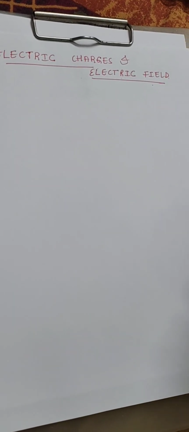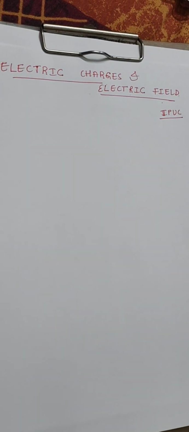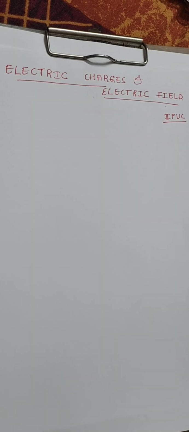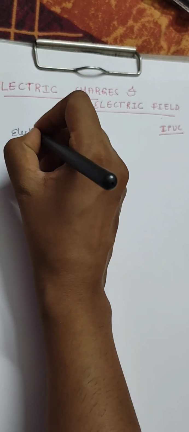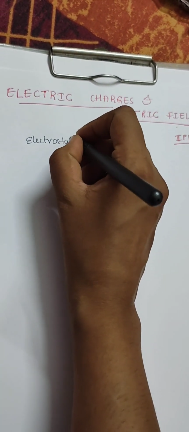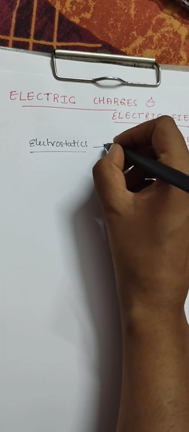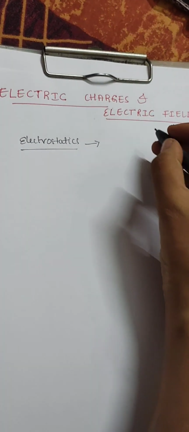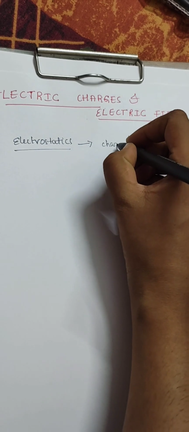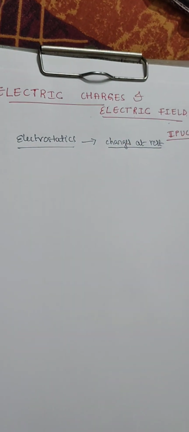Yes, students, today we are going to discuss the first chapter of second PUC, that is Electric Charges and Electric Fields. These are the foundations for electrostatics. What is electrostatics? It is a branch of physics which deals with stationary charges, that is, charges at rest.